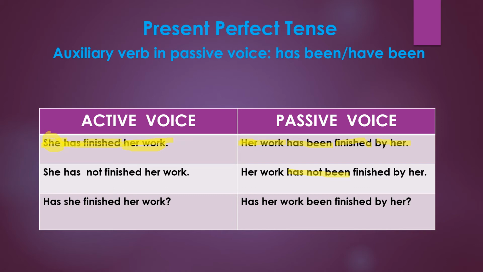Has she finished her work? Has her work, as I've already told you, if have is there, it changes according to the number and person of the subject. So here it is her, and with she, he, it, we use has. So with her, we use has. Has her work been finished by her?